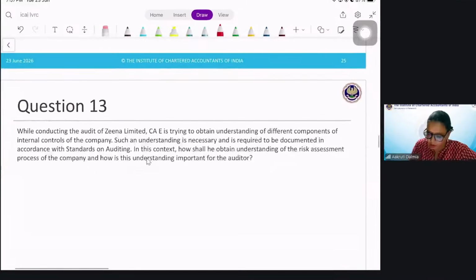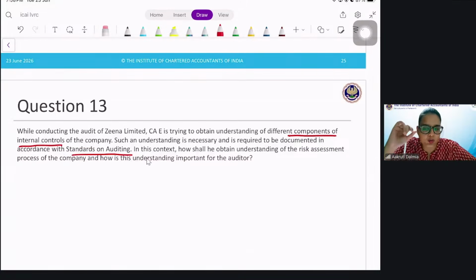While conducting the audit of Xena Limited, the CAE is trying to obtain understanding of different components of internal control of the company. Such an understanding is necessary and is required to be documented as per standards of auditing. In this context, how shall he obtain understanding of the risk assessment process of the company, and how is this understanding important for the auditor? This is a question that students sometimes miss out on. Whenever you are reading the book also, sometimes you can miss this answer. So I want to do this thoroughly with you so that you remember it.